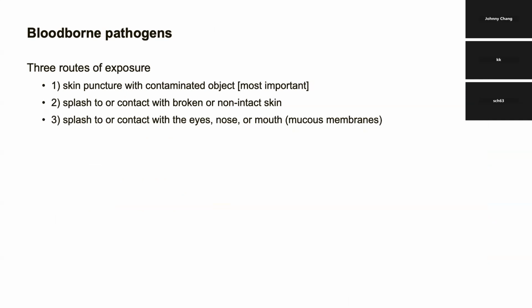Generally, bloodborne pathogen transmission occurs through one of 3 routes. The most common and most important is the first, a skin puncture with a contaminated object. But there have been cases of number 2 and 3: splashes or contact with broken or non-intact skin, and splashes or contact with the eyes, nose, or mouth, or the mucous membranes of an individual.